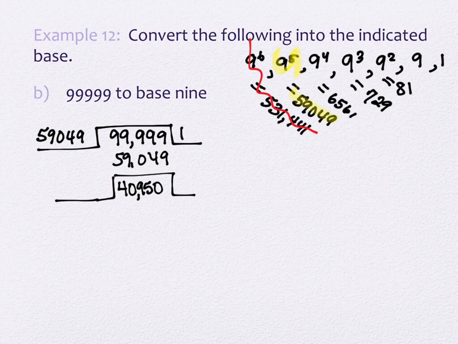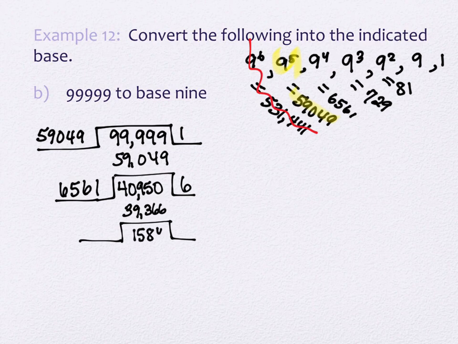Now we will divide by 6,561, right? So how many 6,561s are there in 40,950? 6. Okay. What is 6 times 6,561? 39,366. Lovely. And we will subtract. What do you get when you subtract? 1,584. It is. Okay, so we've divided by the 6,561.